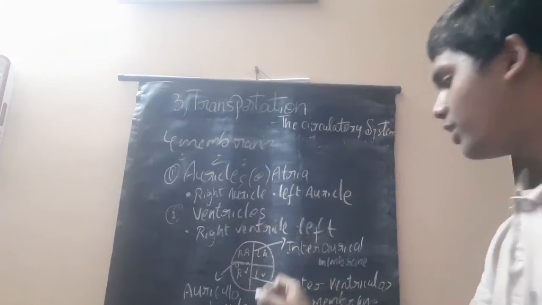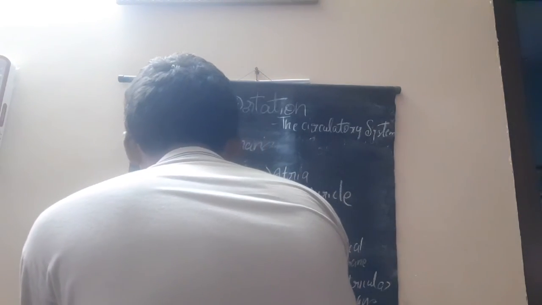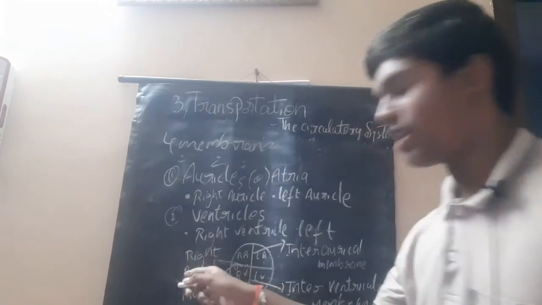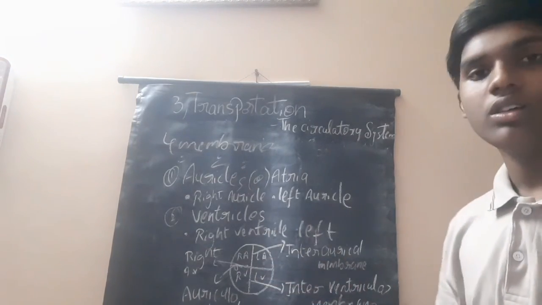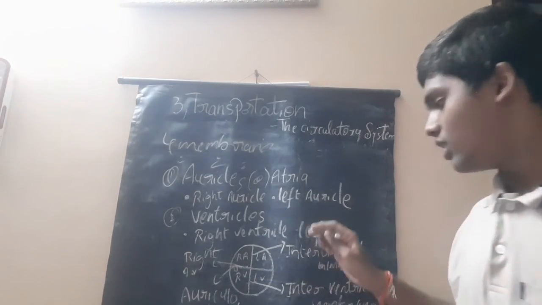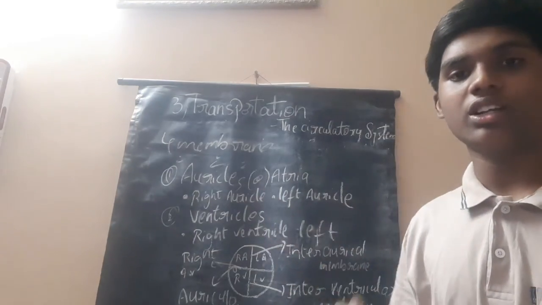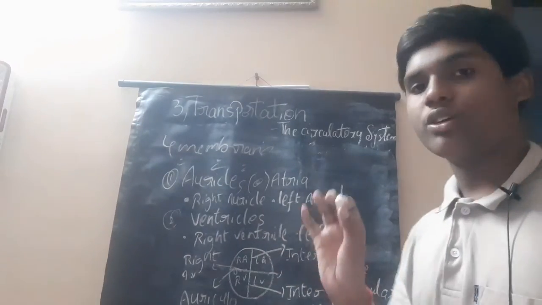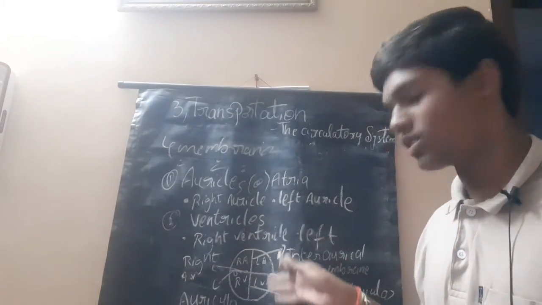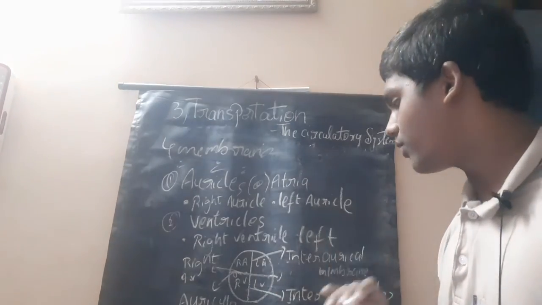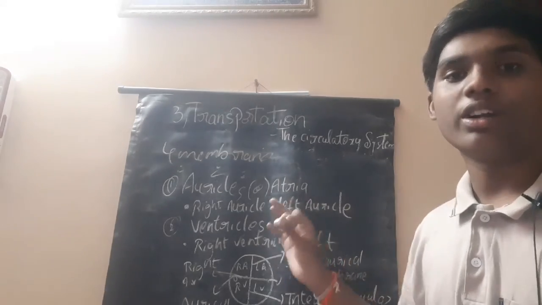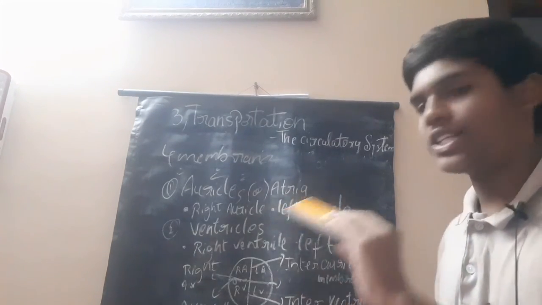The right auricle opens into the right ventricle with some small holes. This is called the right auriculoventricular membrane. Now the left auricle opens to the left ventricle with some small holes. This is called the left auriculoventricular membrane, left because it is the left auricle and left ventricle. This is about the membranes, the auricles and ventricles, and the upper chamber and lower chamber of the heart.